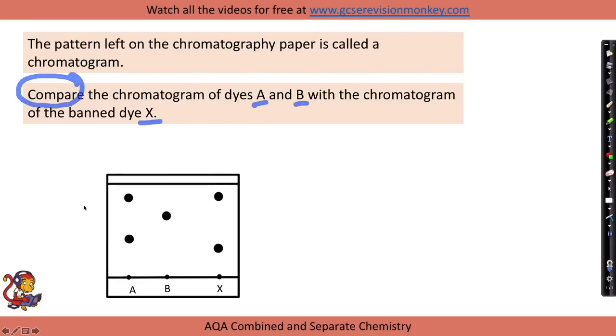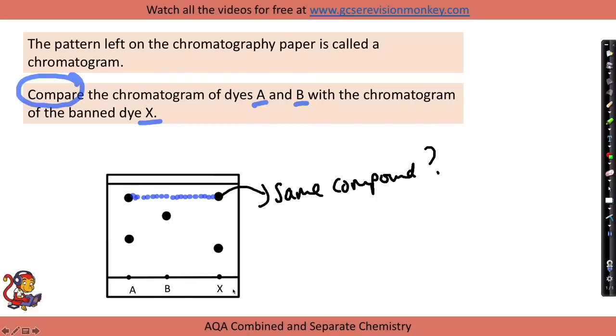In your exam, you're likely to see a chromatogram in black and white like this, rather than it being printed in colour, and each dot just shows how one of the colours is separated as it's gone up the page. So you can see here dye A has 2 dots and so has dye X, and this top dot here is in exactly the same position as the one on X, suggesting it could be the same compound. Now you'd want to investigate this further to see if dye A does contain one of the chemicals that is in the banned food dye X.